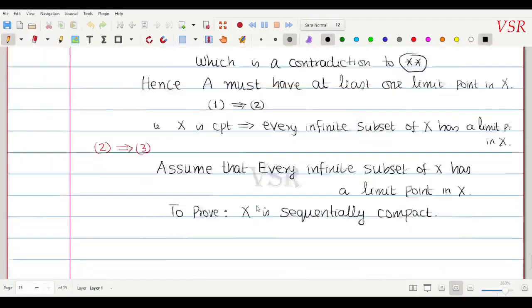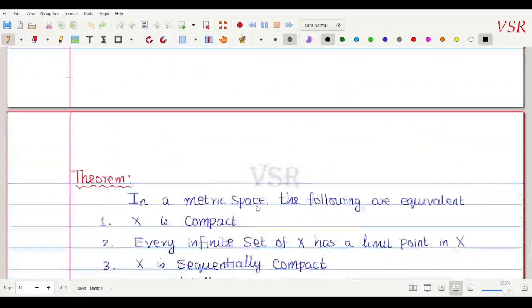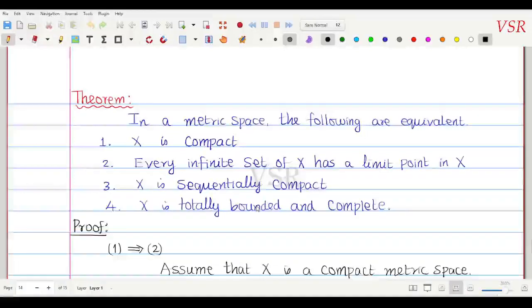Okay, students. Now let us prove 2 implies 3. Actually, last video we are trying to prove these equivalent conditions: X is compact if and only if every infinite set has a limit point, if and only if X is sequentially compact, if and only if X is totally bounded and complete.